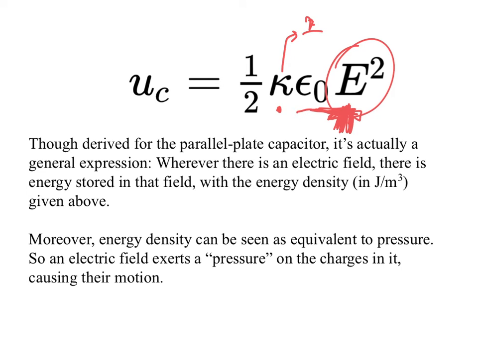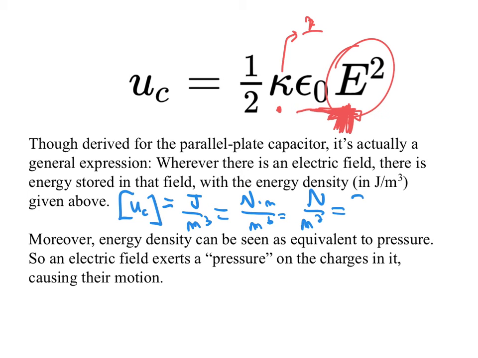Also, energy density can be seen as equivalent to pressure. That comes down from this. The units of energy density are joules per meter cubed, but a joule is a newton meter, over meters cubed. Cancel the meters and we get newtons per square meter, which is the units of pressure. So the electric field exerts a pressure on the charges in it and causes their motion. It tends to push out. The field tends to push out against a vacuum, essentially, creating a pressure in the region where it exists.